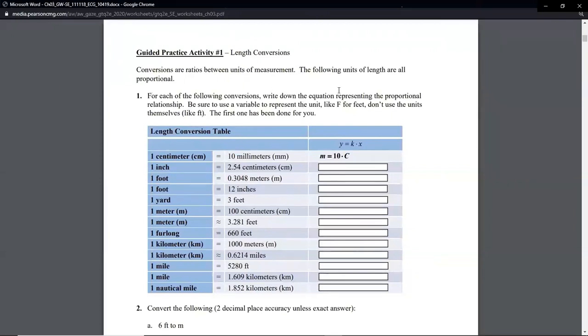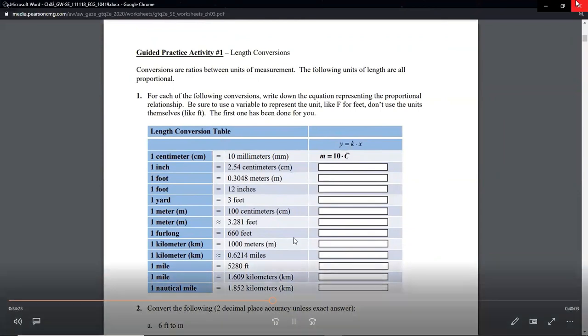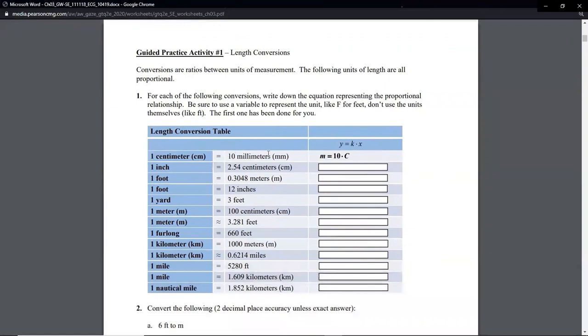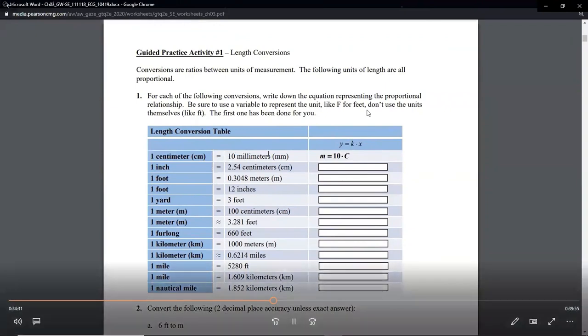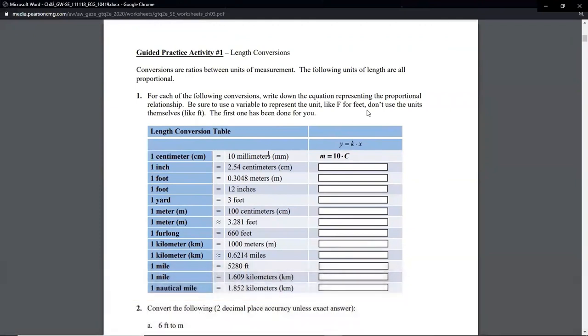For each of the following conversions, write down the equation representing the proportional relationship. Now, yes, proportional relationships we've classically said are fraction equal to fraction, but we've also said we can use a y equals kx setup. So that's what these are relating to. First they say 1 centimeter is 10 millimeters. If you had 2 centimeters, that would be 20 millimeters. If you had 3 centimeters, it would be 30 millimeters. If you had 10 centimeters, it would be 100 millimeters. It's just the number of millimeters, which they call m, is equal to 10 times the number of centimeters. This right here is just the k, the multiplier.